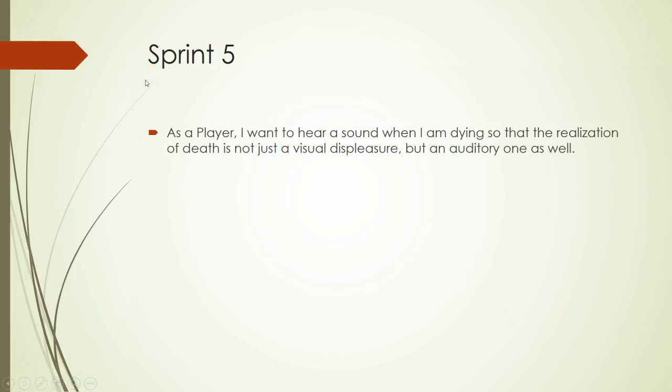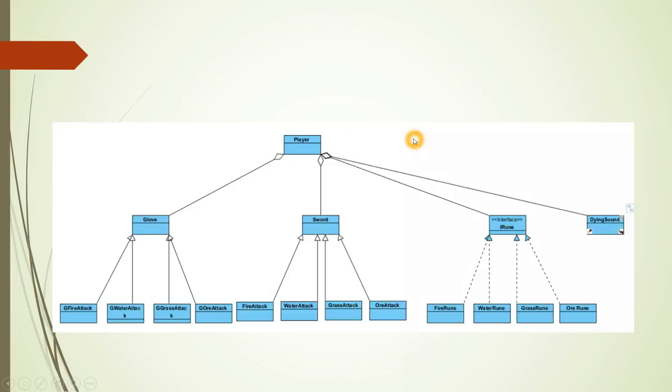And in Sprint 5, my user story is: as a player, I want to hear a sound when I'm dying so that the realization of death is not just a visual pleasure but an auditory one as well. So here is the class diagram. You can see here I added a dying sound. So in the player class there is an instance of dying sound, and when the player is dying, it will call the dying sound. And that's it.